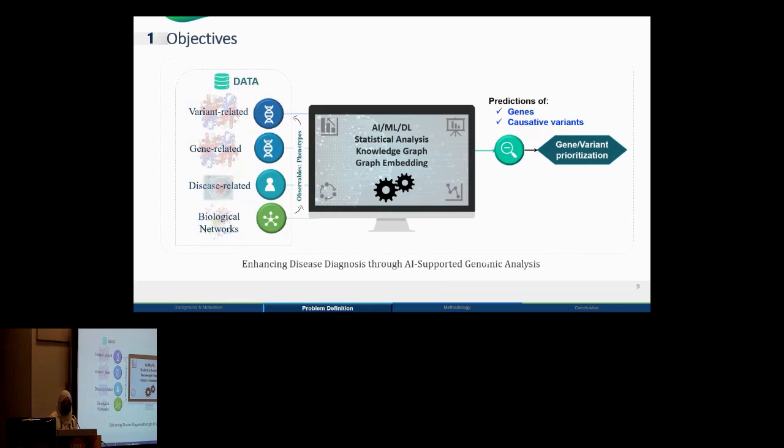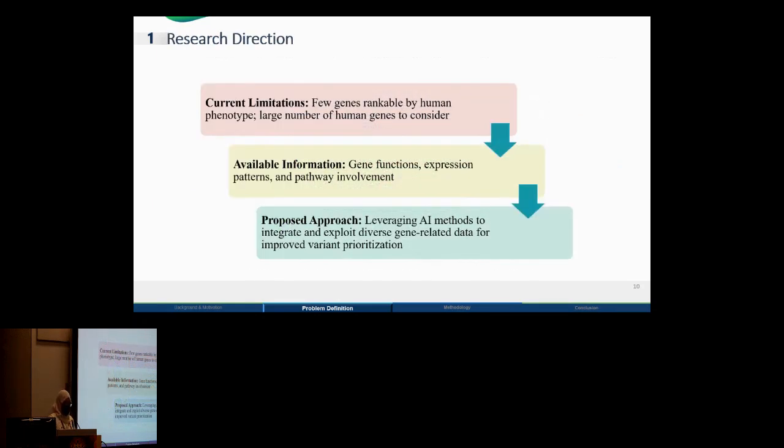So our main research aims to develop computational methods that leverage this comprehensive genomic data to extract new knowledge, and the desired output is to have better predictions for the genes and also the causative variants underlying this set of phenotypes. Specifically, this research focuses on exploiting the gene disease information, including the gene function, the expression patterns, and the pathway involvements. By integrating these diverse data types, we aim to overcome the current limitation in variant analysis and significantly improve gene disease association prediction.